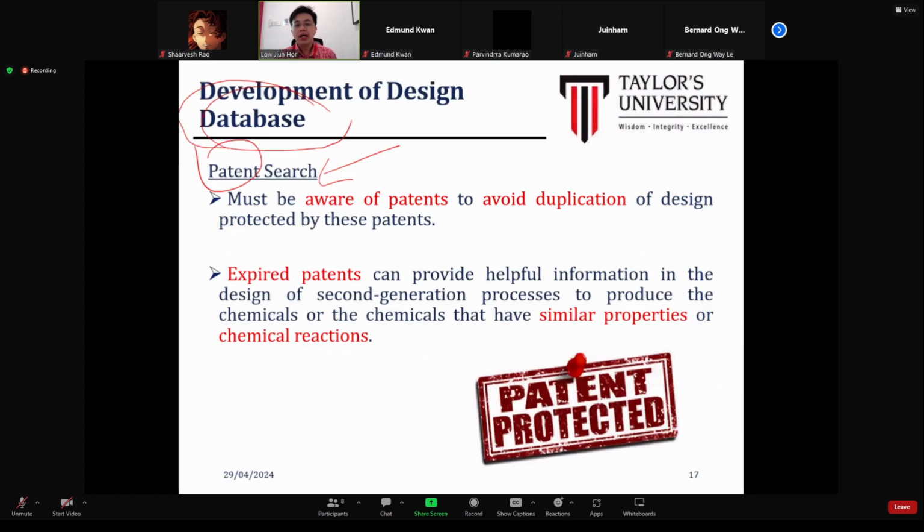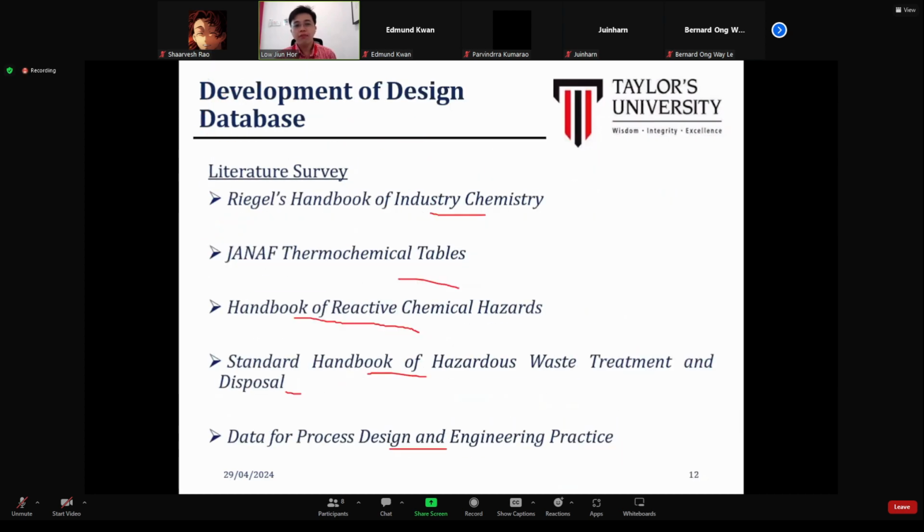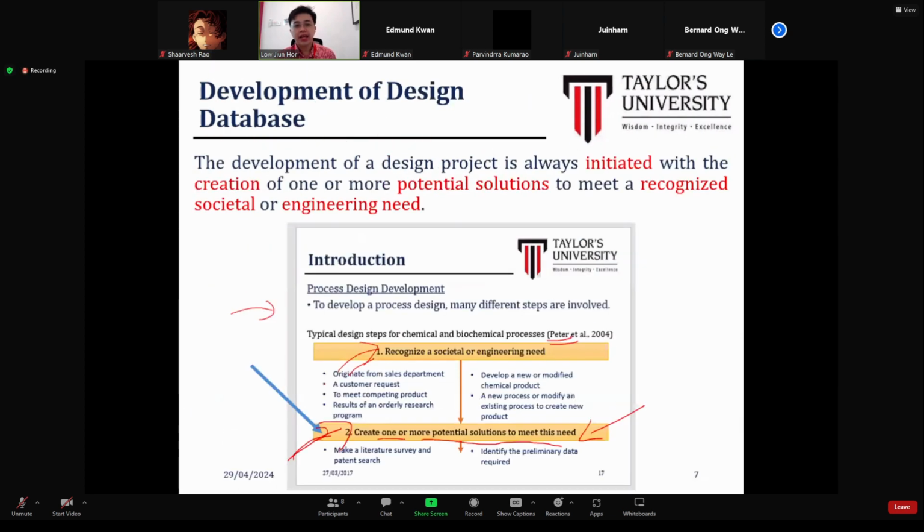All the development of the design database and also the process creation are actually under the second stage of the framework introduced by Mr. Peter.